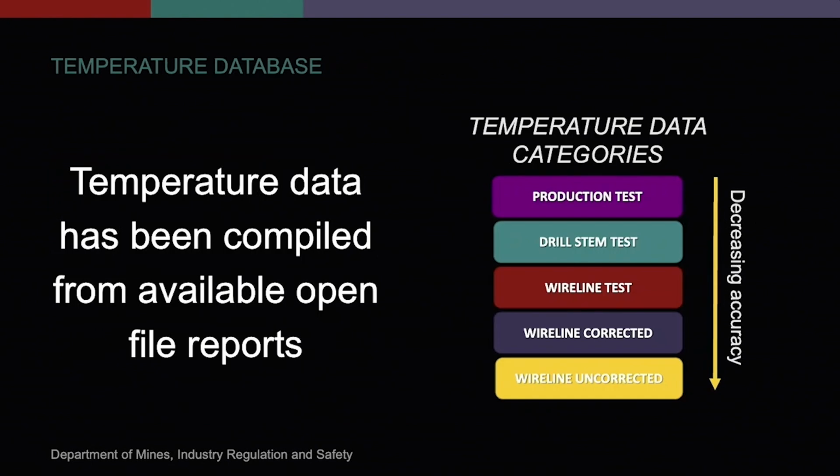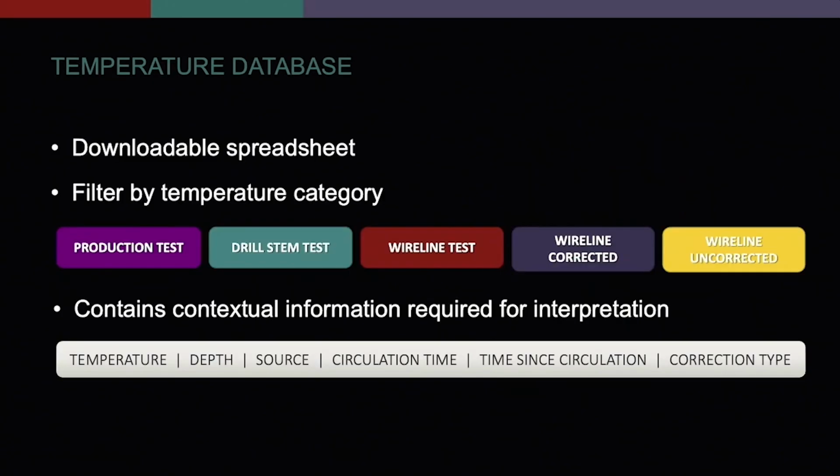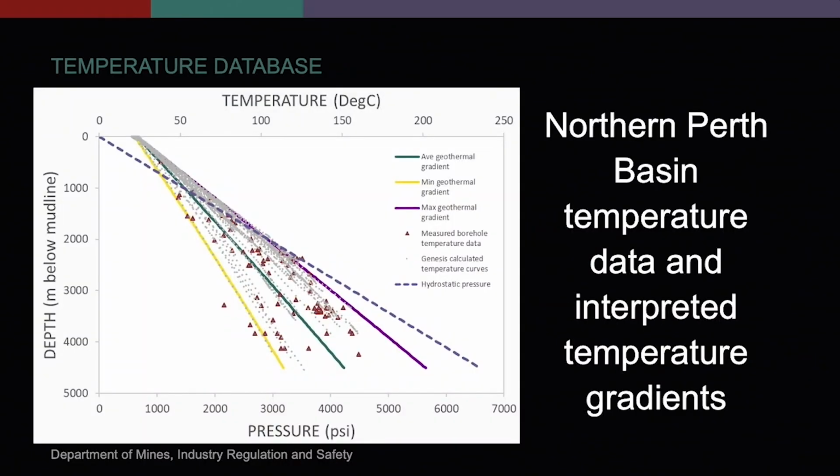For this purpose, we're creating a temperature database. The WAPM's archive hosts many different types of temperature data. Our database captures the source of the data and the contextual information required to interpret it. Using these data sets, a subsurface temperature profile has been modelled, as per this example from the northern Perth Basin. The models and temperature database will be published through WAPMs.